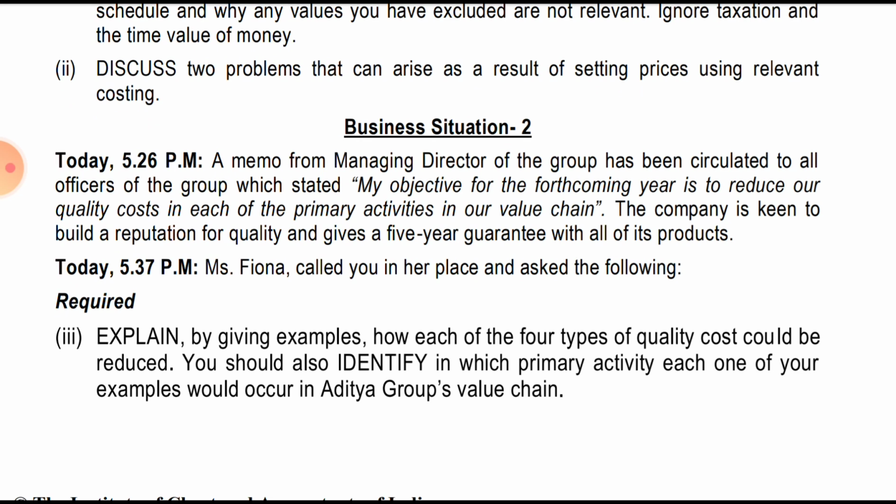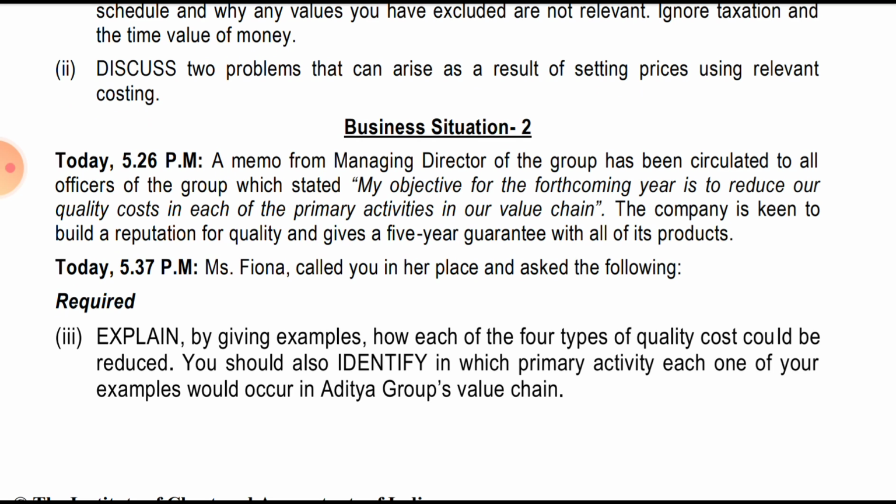Today at 5:26 p.m. a memo from the managing director of the group has been circulated to all the officers of the group, which stated that my objective of the forthcoming year is to reduce our quality cost as a primary activity in our value chain. The company is keen to build a reputation for quality and give a 5-year guarantee with all of its products sold.